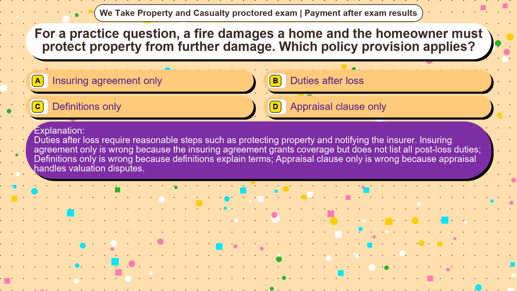Insuring agreement only is wrong because the insuring agreement grants coverage but does not list all post-loss duties. Definitions only is wrong because definitions explain terms. Appraisal clause only is wrong because appraisal handles valuation disputes.